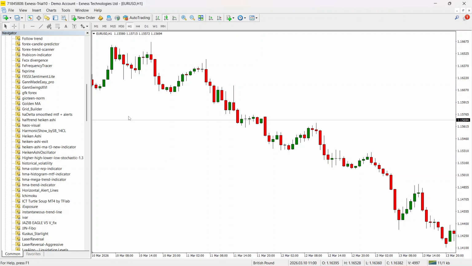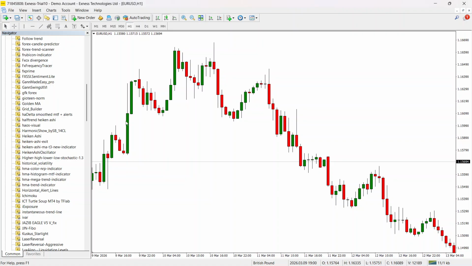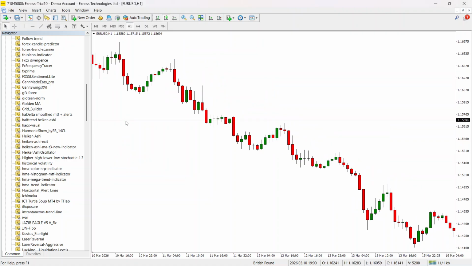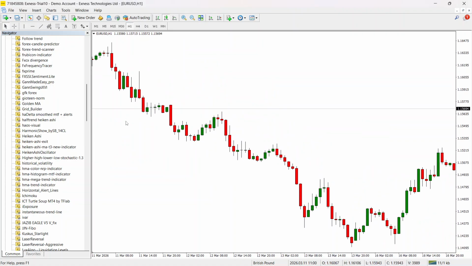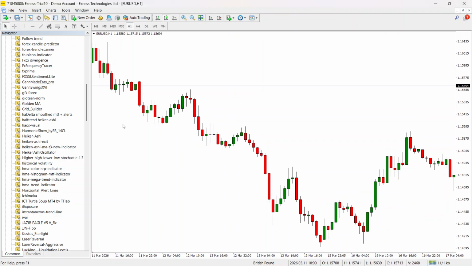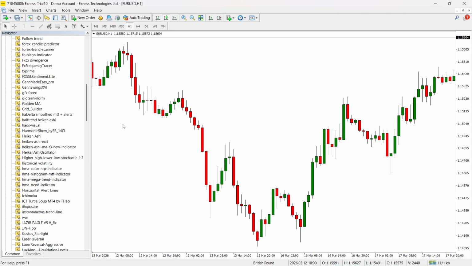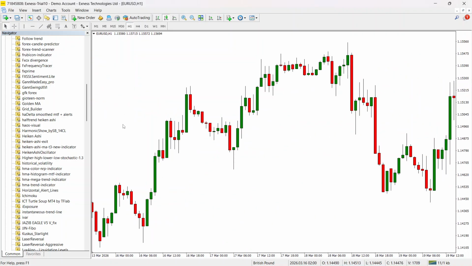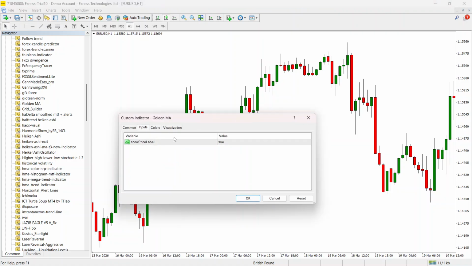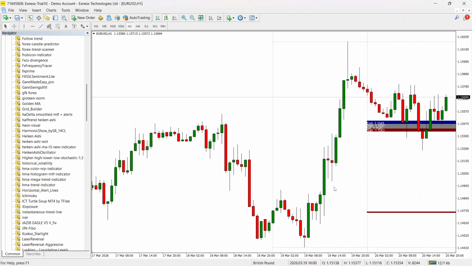Hello traders, today we'll be looking at the golden MA indicator for MT4. This tool plots multiple horizontal levels on your price chart, including yesterday's high and low, so you can see structured overbought, oversold, and maximum entry zones, acting as dynamic support and resistance. I'll load the indicator on the chart now, so you can see how it looks in real time.